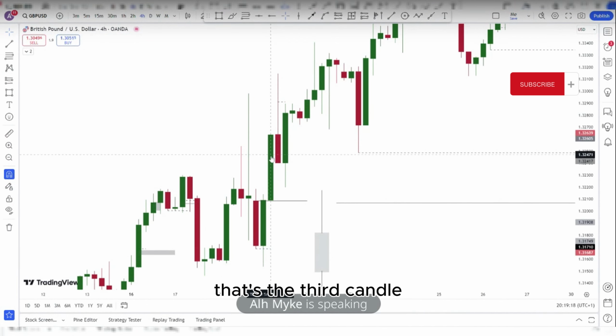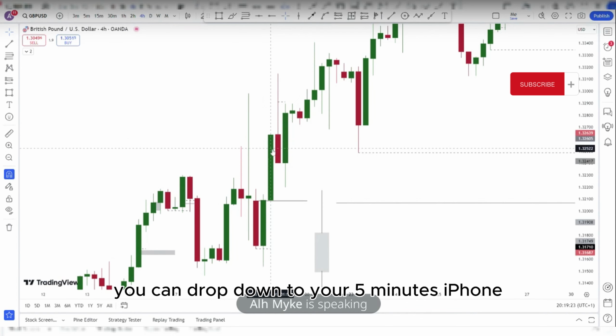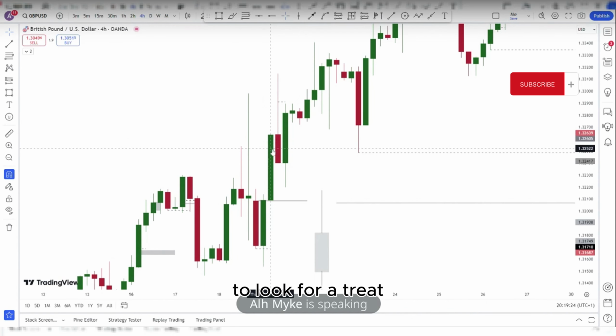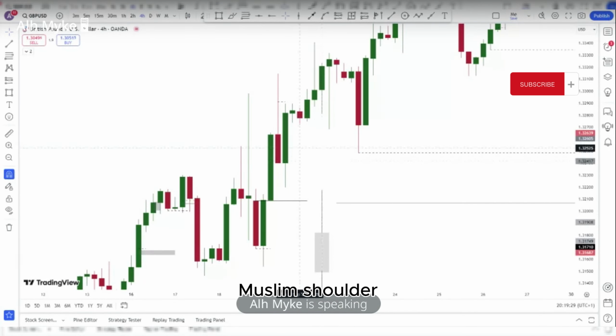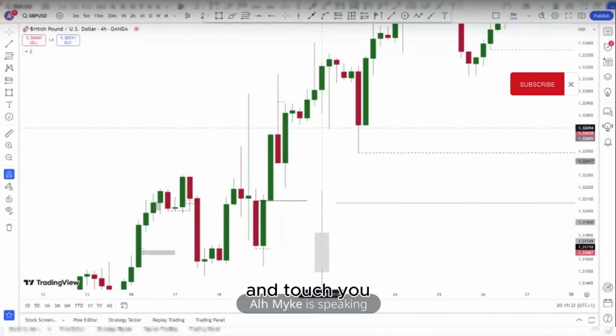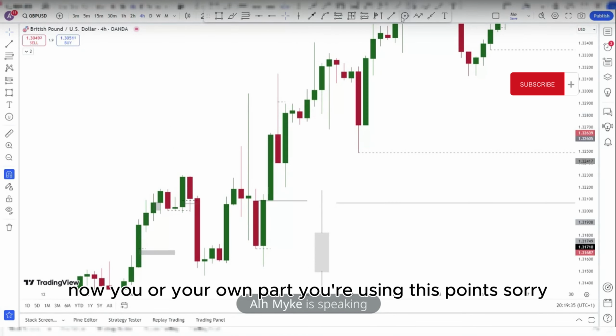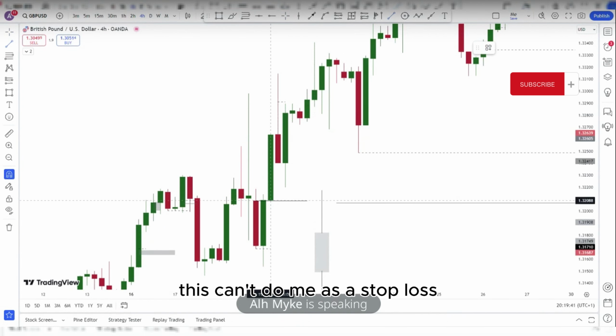That's the third candle. Now, once you've seen this third candle, you can drop down to your 5 minutes time frame to look for a trade. Most times, price is going to sweep the nearest liquidity and tap you in. Now, on your own part, you're using this third candle low as your stop loss.